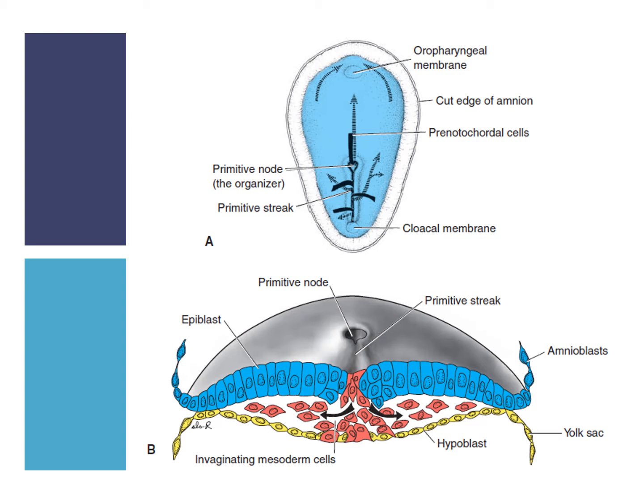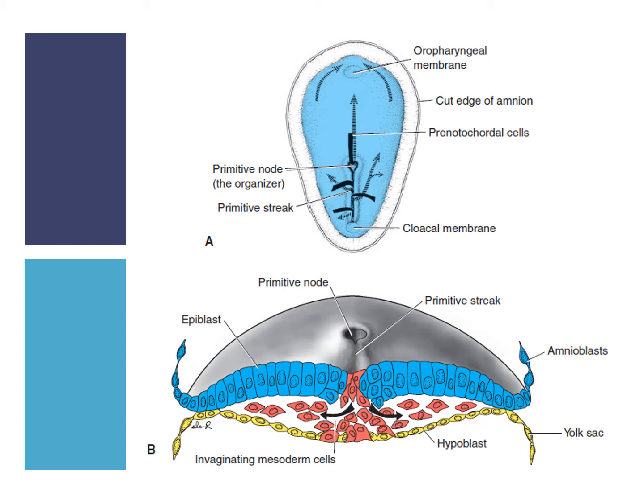Another important thing that happens here is that as the epiblasts migrate, some of these epiblastic cells will displace the cells found in the hypoblast until eventually all of the cells in the hypoblast are completely replaced. Now, the hypoblasts that have been replaced will become the future endoderm.